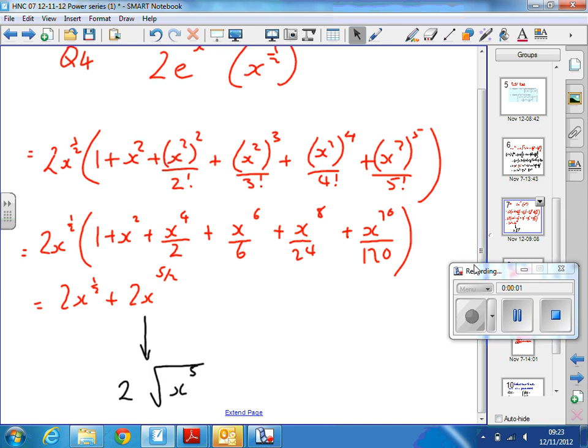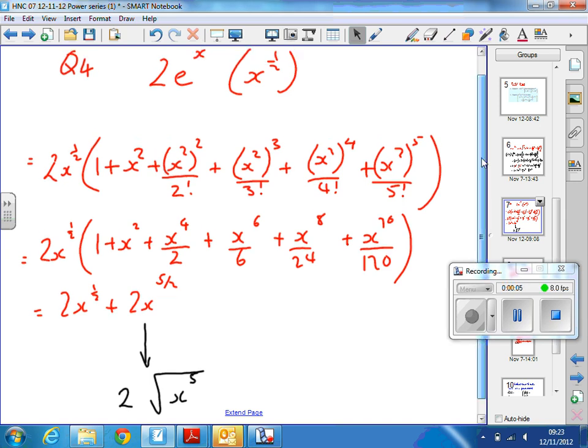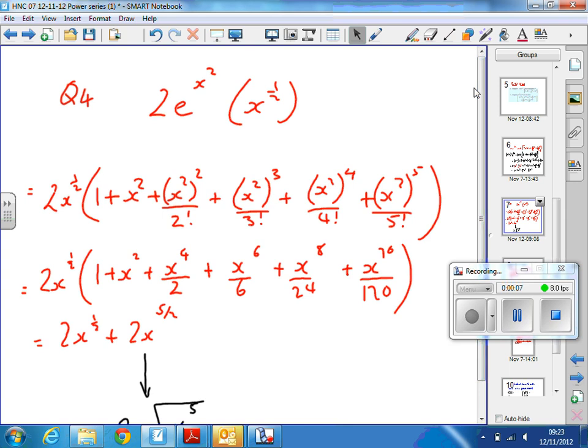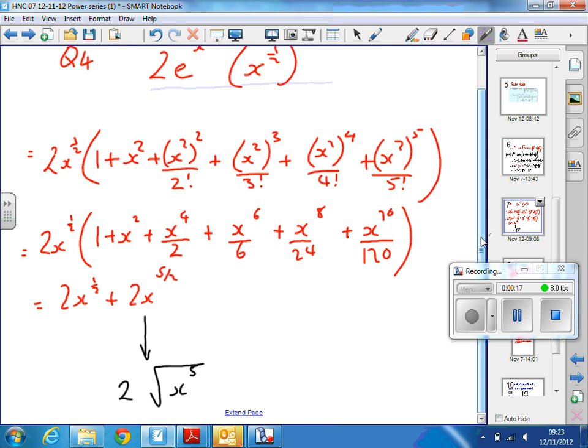We can use the power series to expand out terms. If we look at question 4, this function, 2e to the x squared times x to the half, we multiply out that function and expand it into a series form, and we get this. So we could calculate what the answer is for this function up to a certain accuracy. And more than that, we can integrate it or differentiate it.